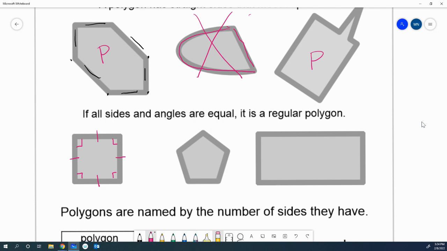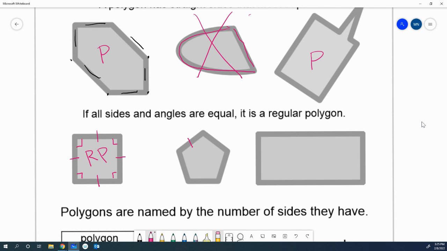And as you can see, all of our sides are equal. All of our angles are equal. So it is a regular polygon. Regular means all the sides are equal, angles are equal. Now let's go ahead next to this pentagon here.